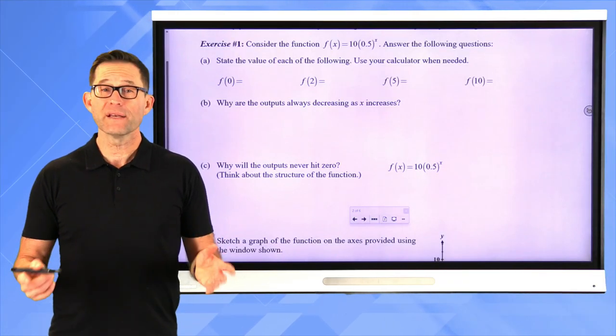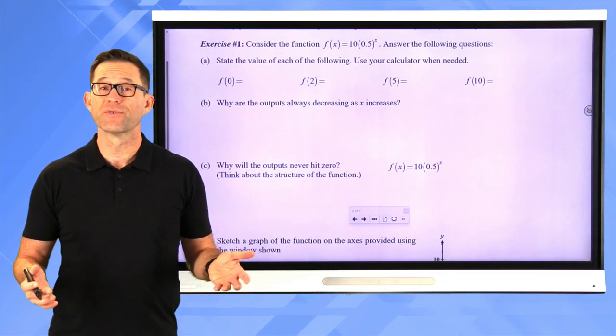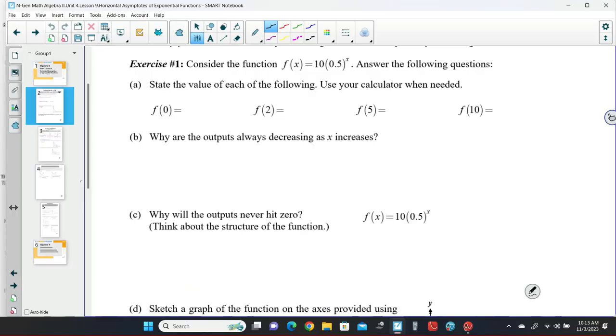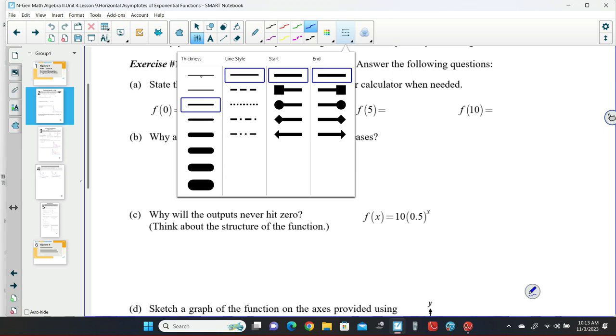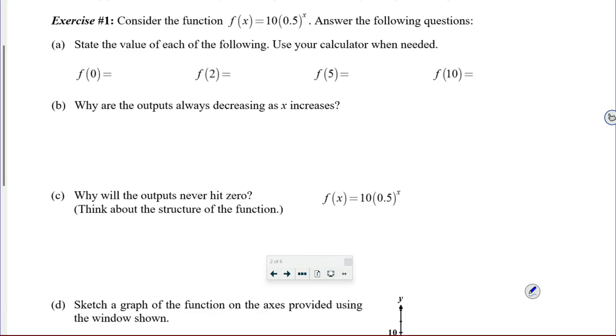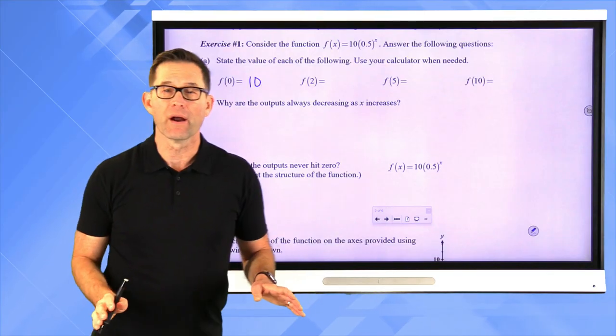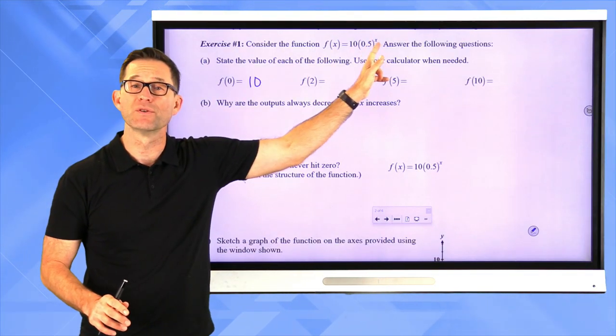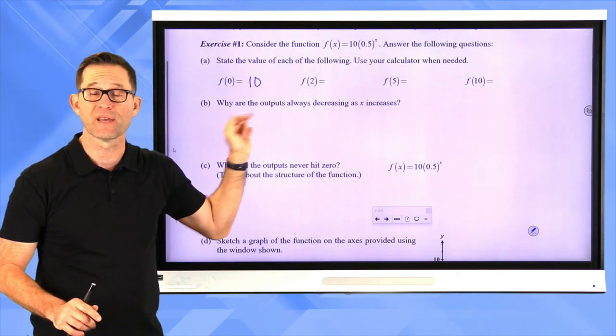All right. Well, as we know, f of 0 is equal to the y-intercept. So the y-intercept is equal to 10. And of course, we could actually plug 0 in there, but 10 times 0.5 to the 0, any number to the 0 is 1, 10 times 1 gives us 10.